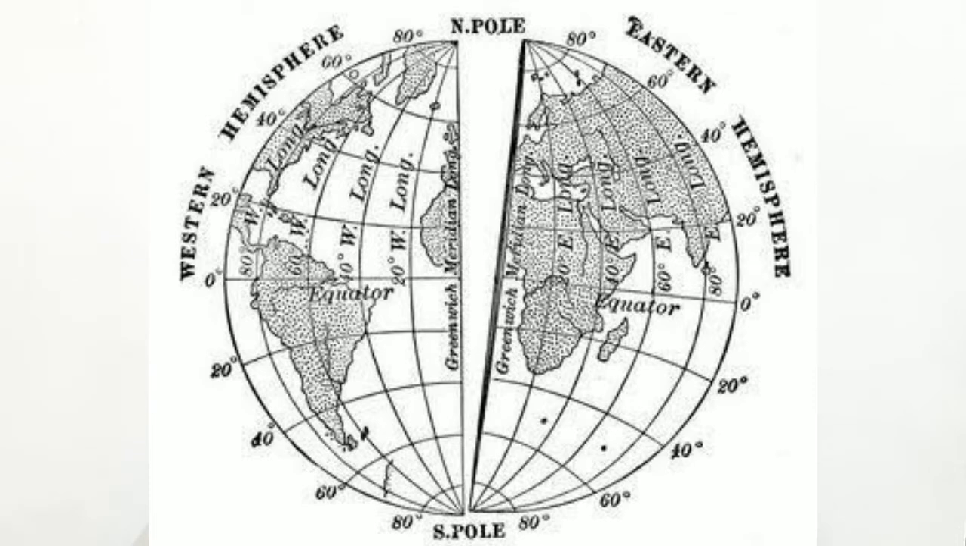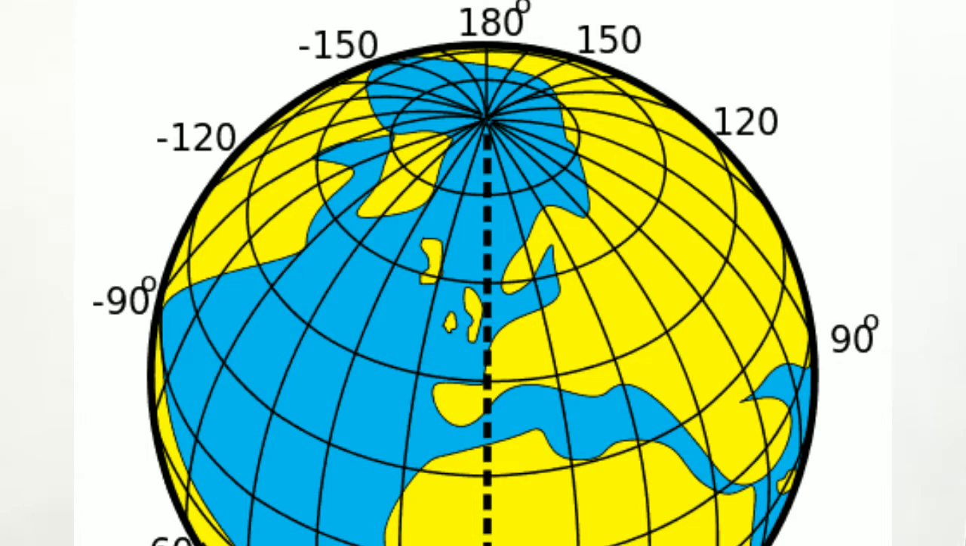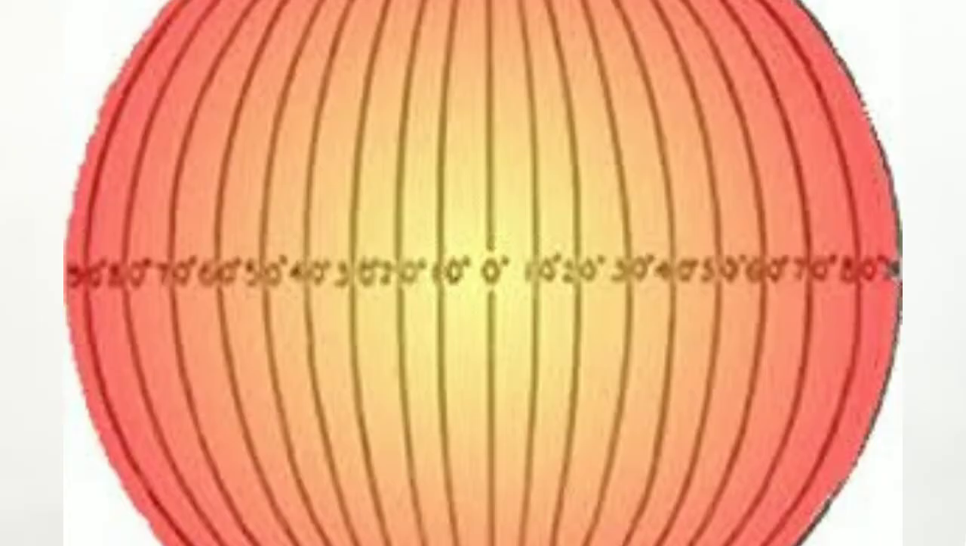So let us discuss some of the important facts related to the longitudes. First, the prime meridian divides the earth into two hemispheres, the eastern hemisphere and the western hemisphere. There are in total 360 meridians, 180 meridians eastwards and 180 meridians westwards. The meridian of 180 degree east and 180 degree west is the common line. The distance between two meridians is 1 degree.